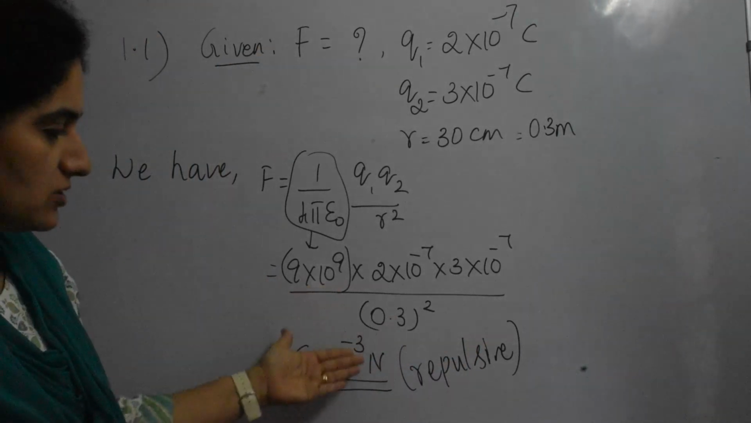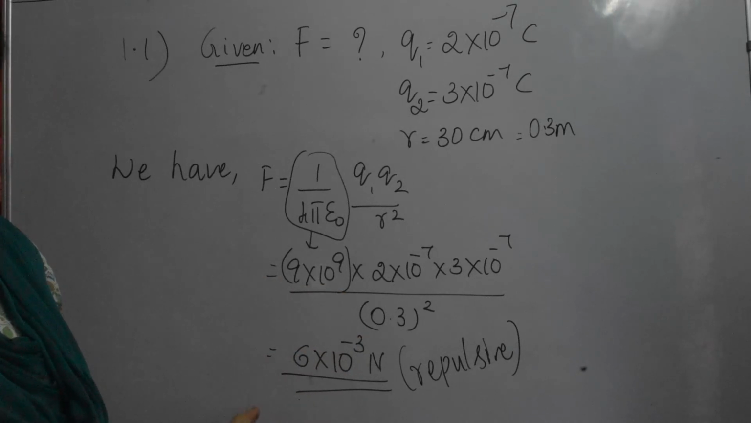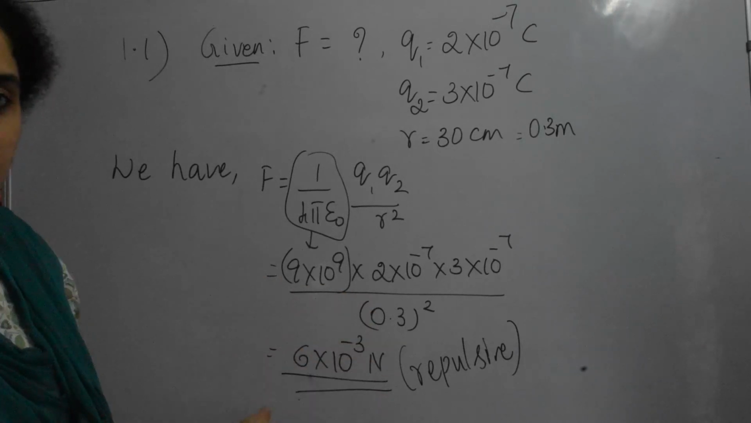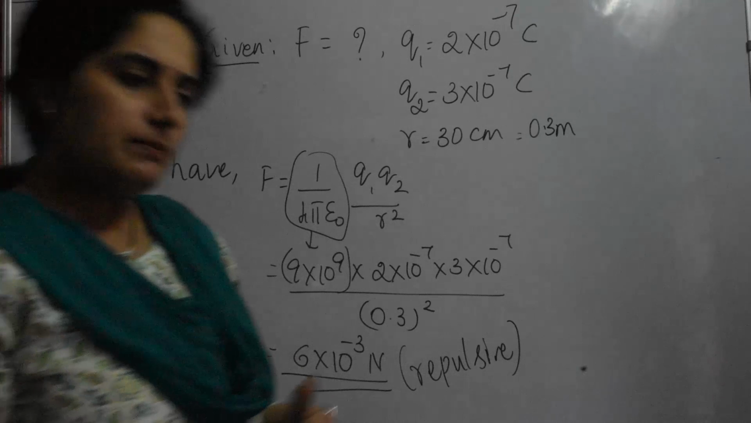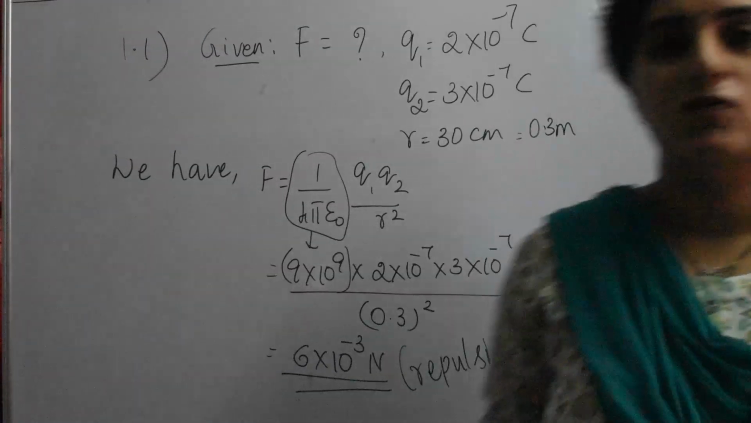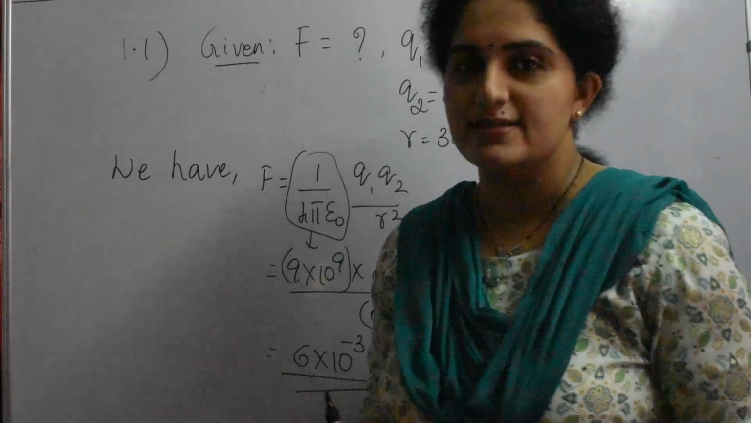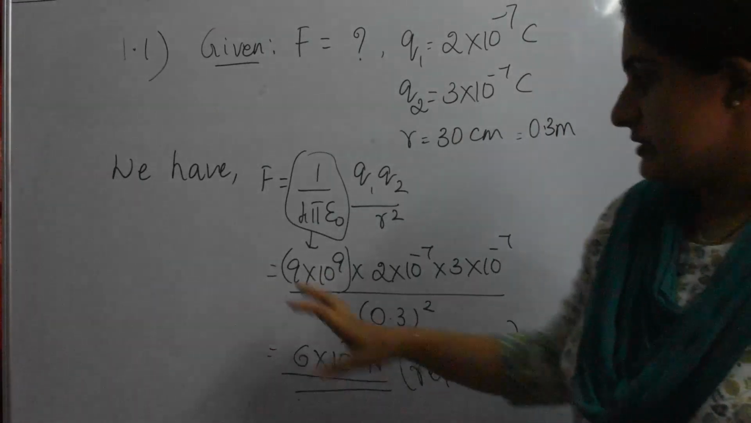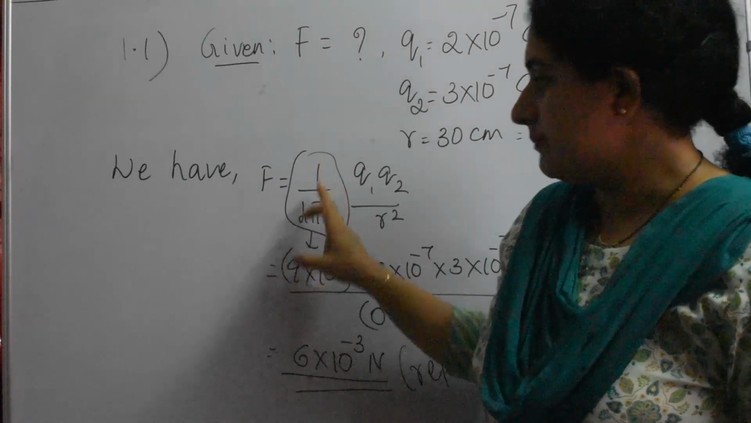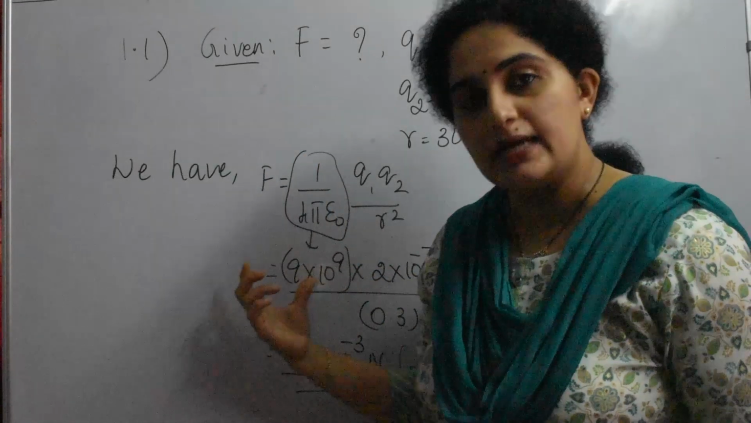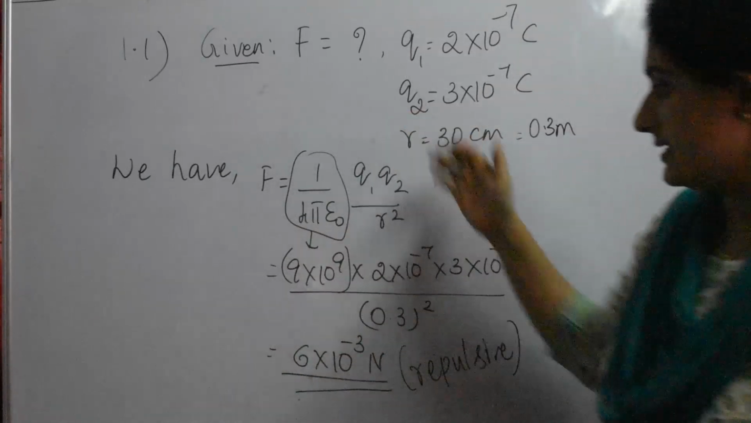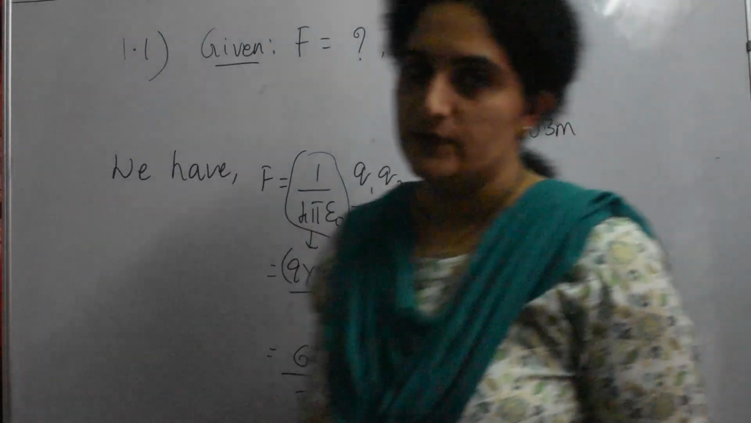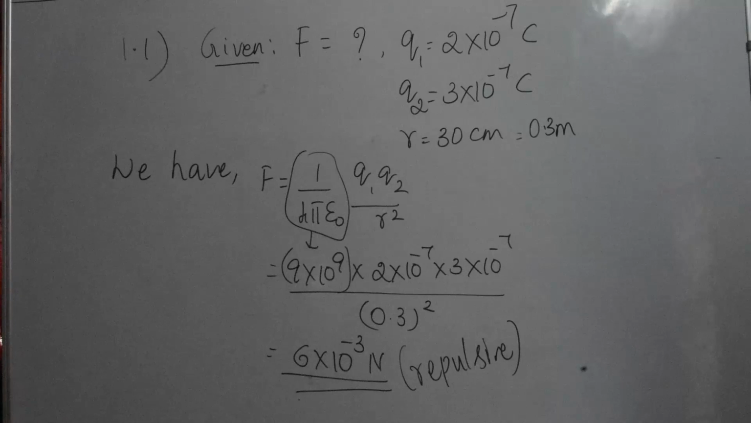Okay. So this is actually the simple one in calculation. When you get the square root and all, it will be a little difficult, but that calculation anyways you have already studied in your higher classes in mathematics. So write it down clearly. 1 by 4 pi epsilon naught is nothing but 9 into 10 to the power 9, and then substitute the corresponding values. Okay. We'll move on to the second question.